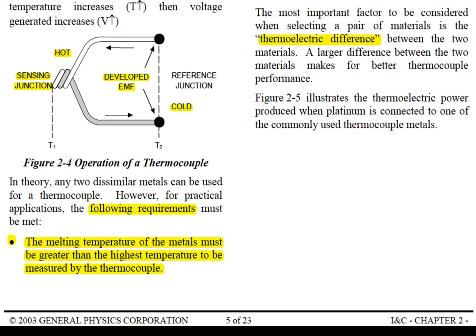Number one, the melting temperature of the metals must be greater than the highest temperature to be measured by the thermocouple. That's pretty self-explanatory. You wouldn't want to sit your thermocouple in a medium which melts it.